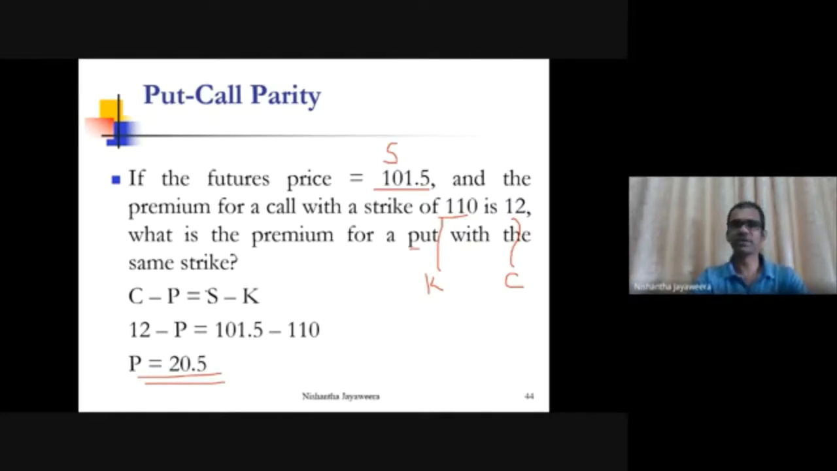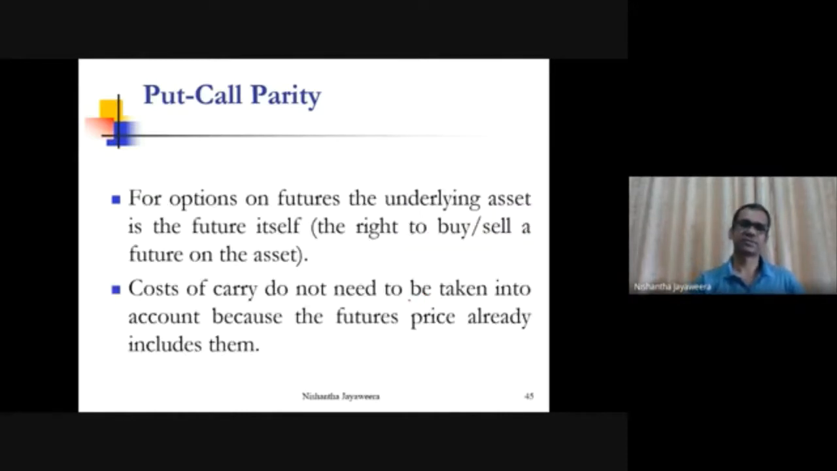So remember, you need to know only 3 of these variables. You need to know 3 values, and you can find the fourth one, whatever it is. Not only the put option price. If the put premium, strike and spot are given, then you can calculate the call premium. If the call premium, put premium and spot are given, you can calculate the strike. Or if the call premium, put premium and strike are given, you can calculate the market spot price likewise. So that relationship should hold for futures contracts at any time. Otherwise, there will be an arbitrage opportunity.